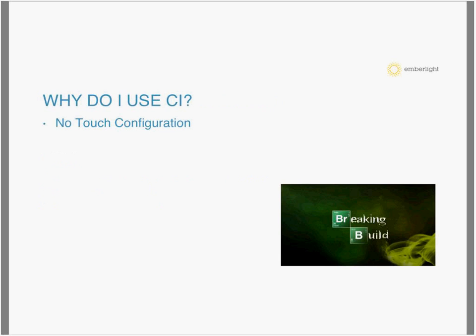So I'll just touch real briefly on why I use continuous integration on the projects that I work on. We're using a CI process at Emberlight. Also, I've done quite a bit of consulting projects over the last year or so as well. And I'd say probably 90% of the projects that I've worked on, I implemented CI to some degree. CI is not a binary thing, but I've implemented it to some degree on pretty much all of the projects. And so some of the things that I found to be most useful: number one, having a no-touch configuration process.